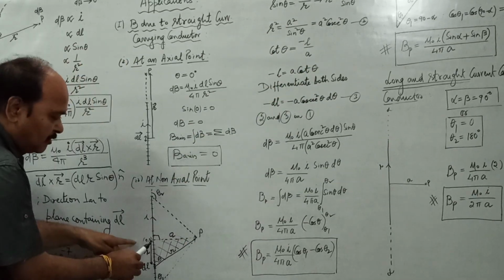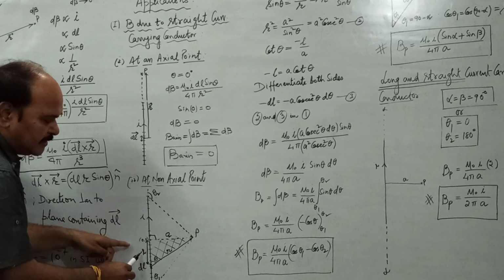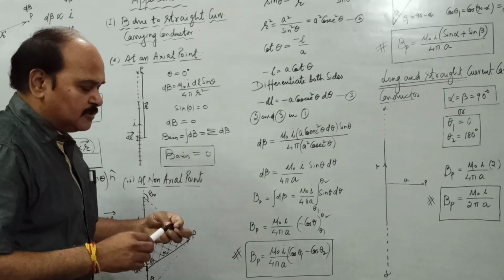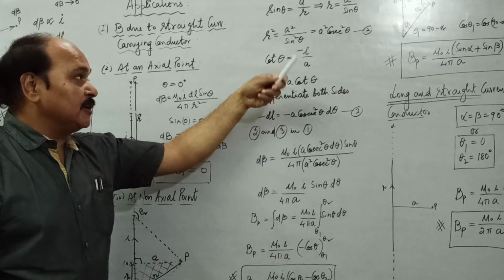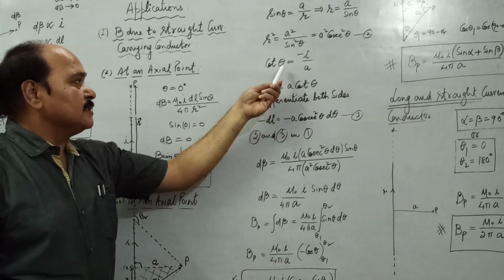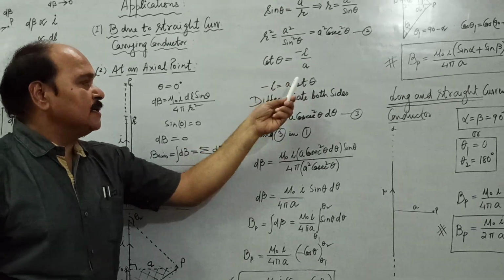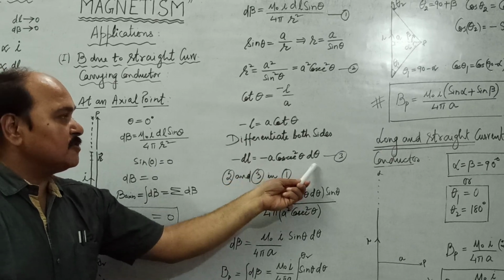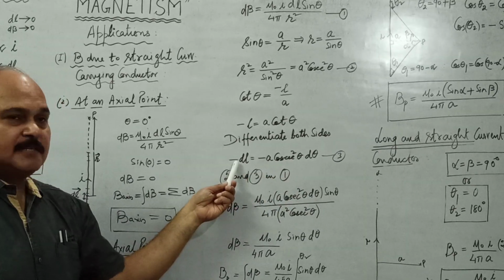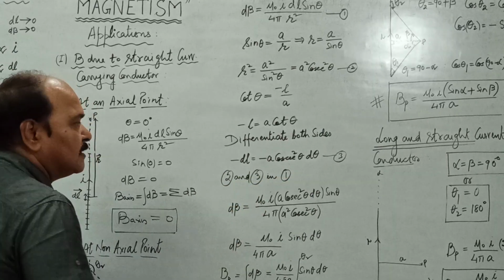This l is the lower side of this normal drawn. Therefore, we write it as minus l. Otherwise, there is no other significance of minus l. And this minus l is also to eliminate a negative sign, which is going to be there very shortly. See, cot theta is minus l upon a. That means minus l is equal to a cot theta. Differentiate both sides, we get minus dl is equal to minus a cosec square theta d theta. So this minus cancels out. So dl is equal to what? a cosec square theta d theta.